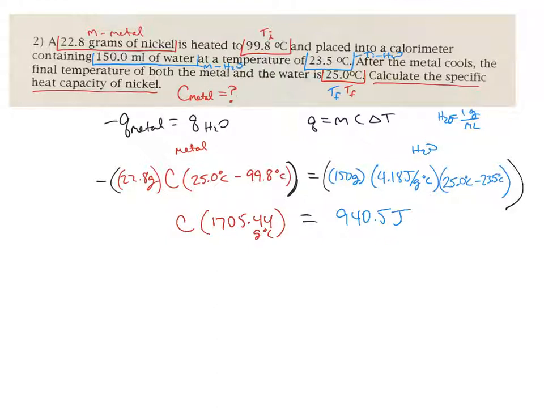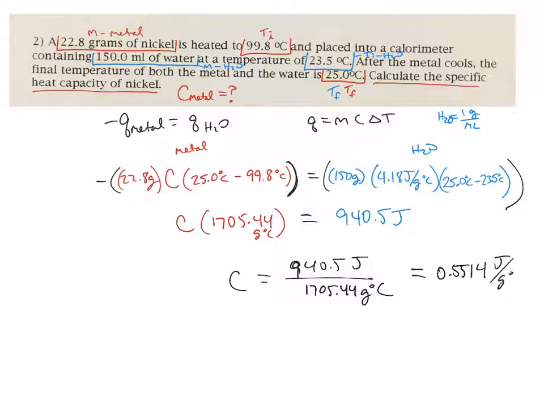So if we want to get C, then let's do some work, right? C is going to equal 940.5 joules divided by 1,705.44 grams degrees Celsius. Look at that. Now we have a number with units of joules per gram degrees Celsius, which is exactly the kind of units that a specific heat capacity value should have. What do we get here? We get 0.5514 and so on joules per gram degrees Celsius.